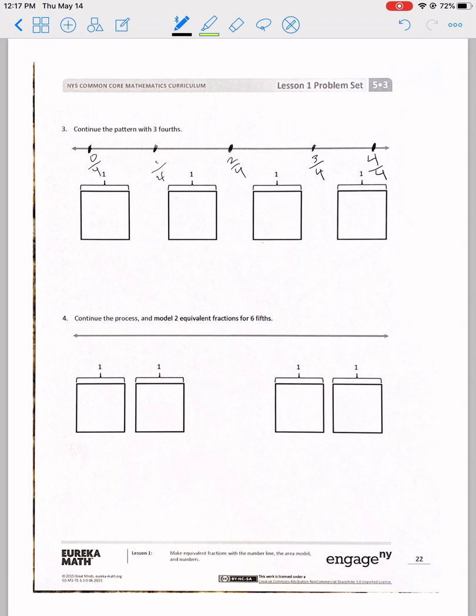So now we're trying to find equivalent fractions with our pattern of 3/4. And remember, same thing with these boxes. We're gonna break them all up into fourths because the denominator is 4, and that tells us how many parts there are. 1, 2, 3, 4. And then we're gonna shade 3 of those parts on all of them, because the numerator is 3.